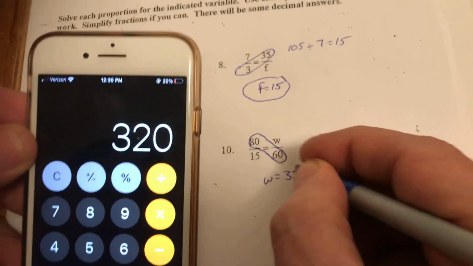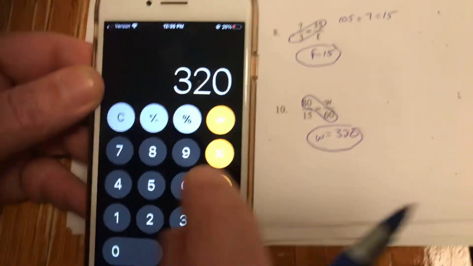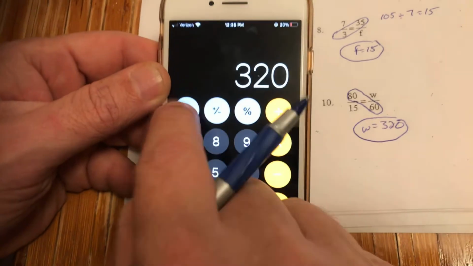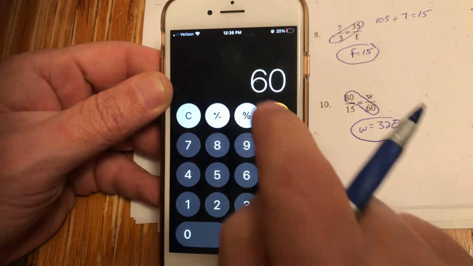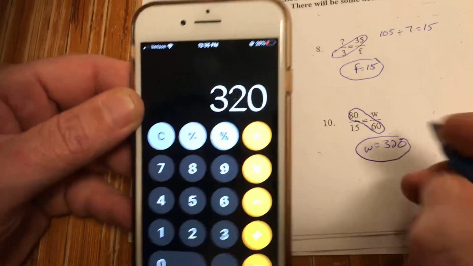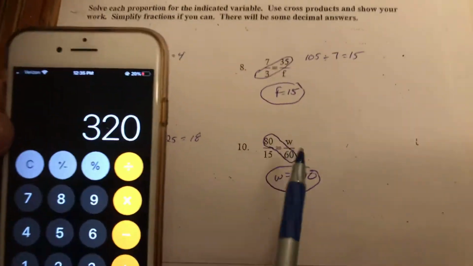Now I want to show you something the students make a mistake on. Let's see. If they take 80, let's see if this still works. It might still work. Times 60 divided by 15. Okay, we're good. So that is solving proportions.